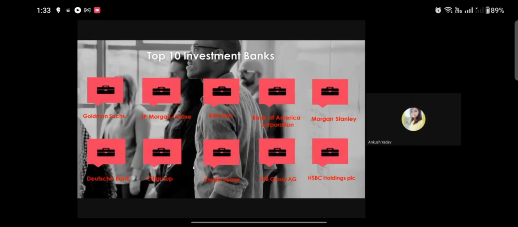Now these are the top 10 investment banks: Goldman Sachs, JP Morgan Chase, Barclays, Bank of America Corporation, Morgan Stanley, Deutsche Bank, Citigroup, Credit Suisse, UBS Group, HSBC Holdings. In my previous company, we worked with HSBC, Citigroup, the DBS client, and the Bloomberg client. So there are many investment banks, but these are the top 10 in the market.